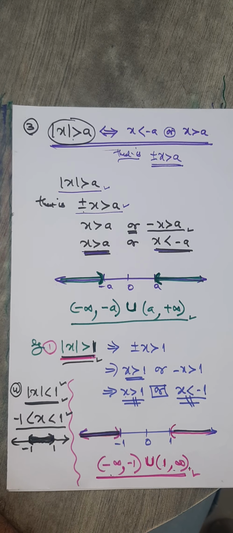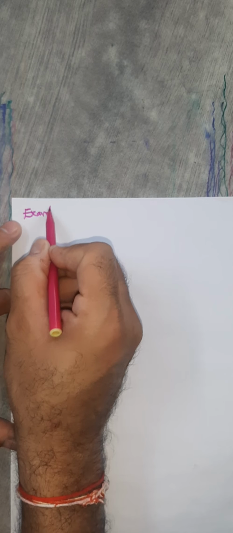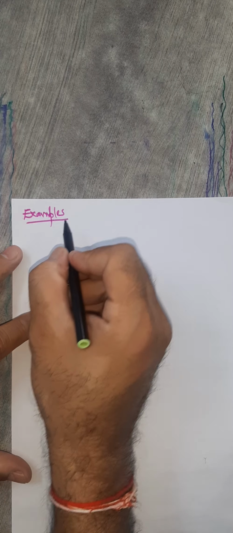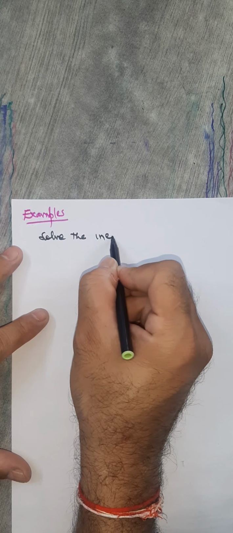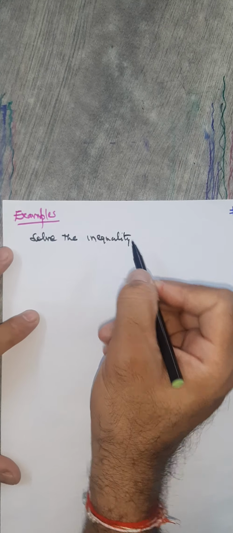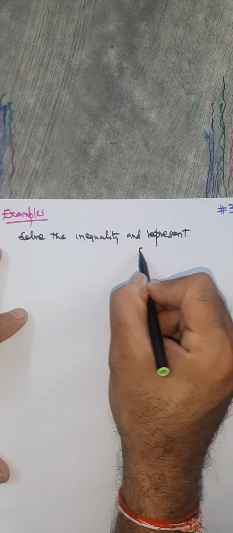So based on these two results, I'll just discuss some examples here. Let's see on a real line. Question is here. Examples, let's see this. What is the question? Solve the inequalities. This is a question here. Solve the inequality and represent on a line. This is a question.